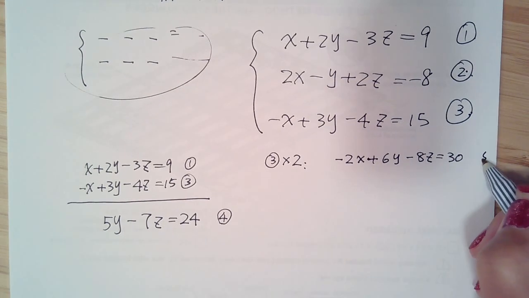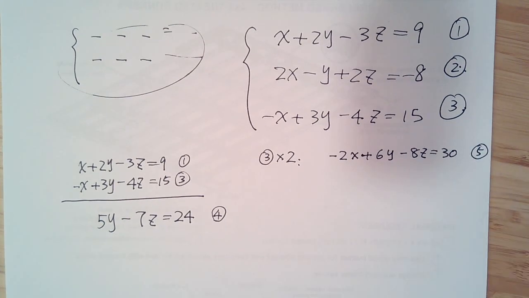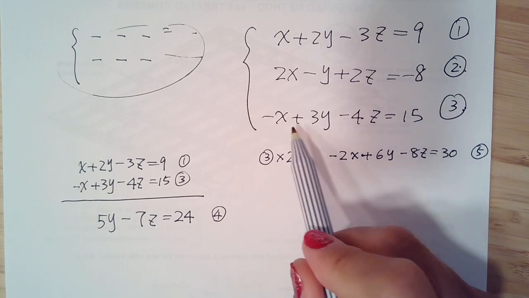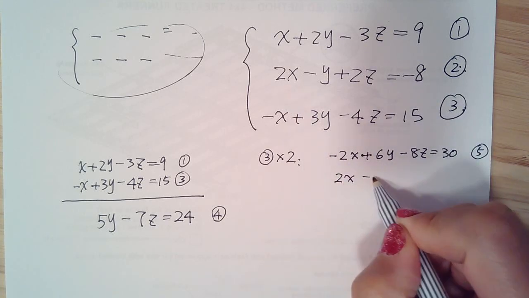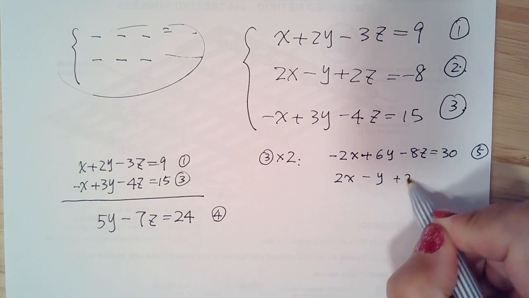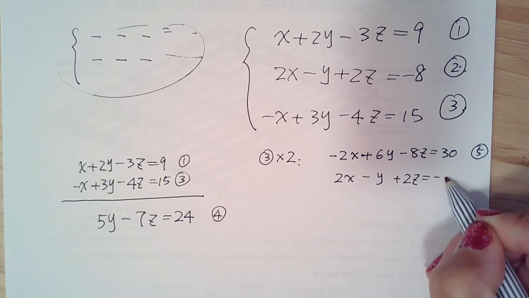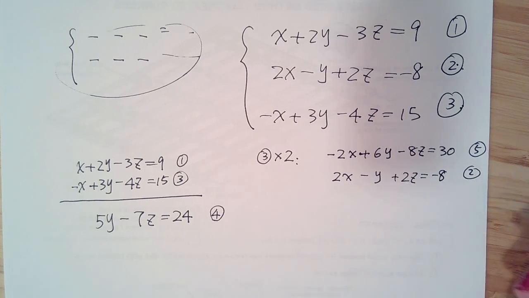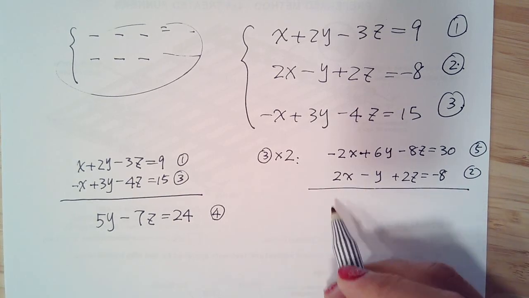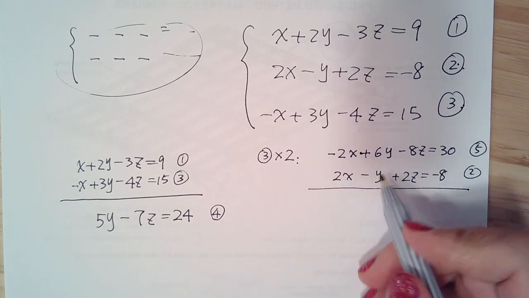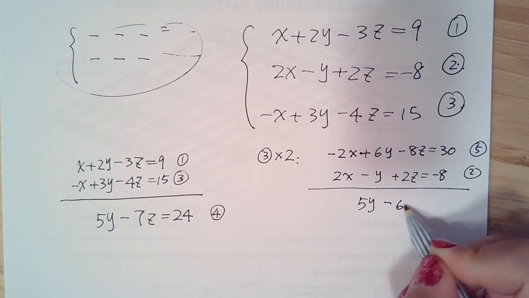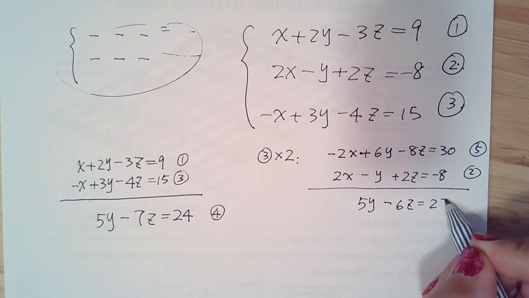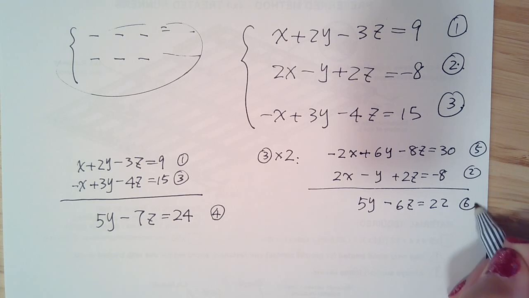Okay, I can call this number 5. It doesn't matter. You can call this number 10. And then I am going to add to the number 2. Let me just copy that: 2x minus y plus 2z equals negative 8. That's my number 2, right? And then when I add them up, what do I have? X will be gone, and here is 5y and here is minus 6z equals 22. That is my number 6.